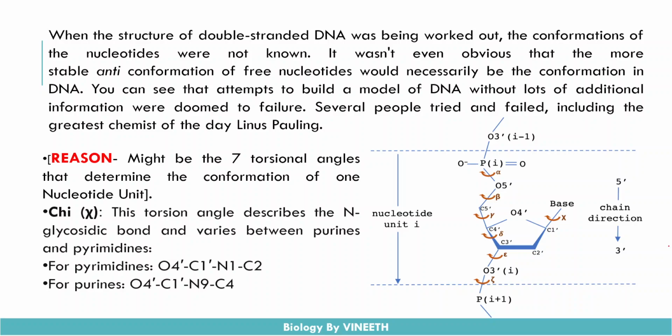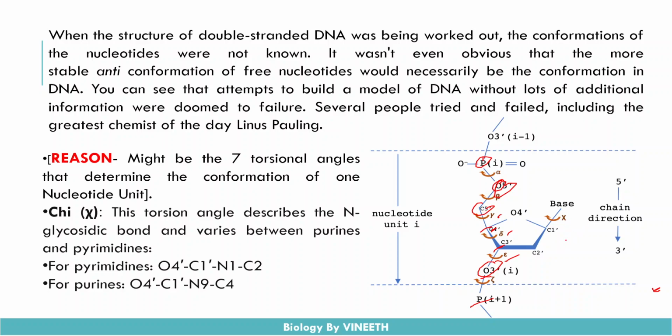So the first torsional angle alpha is present between the phosphate atom and the oxygen atom, and the second, beta, is present between the oxygen atom and the carbon 5 atom of the ribose sugar, and the third, gamma, is present between C5 and C4. The delta is present between carbon 4 and carbon 3, and epsilon is present between carbon 3 and oxygen 3. And zeta is present between oxygen 3 and the phosphate of the preceding nucleotide.